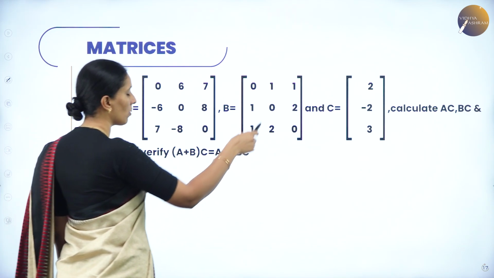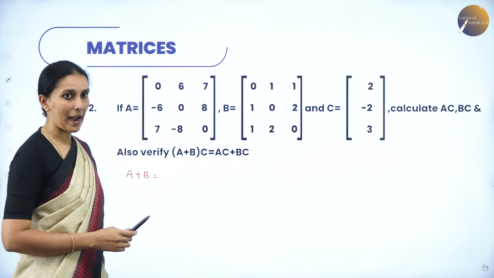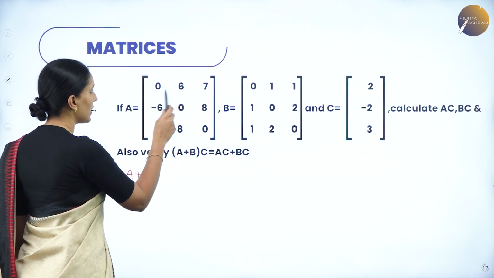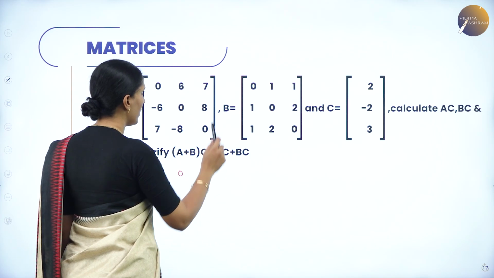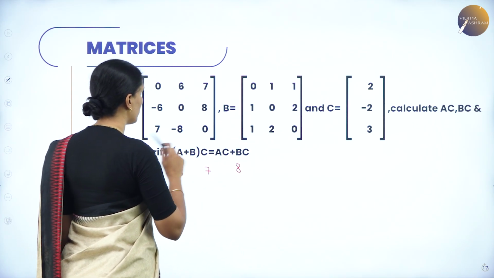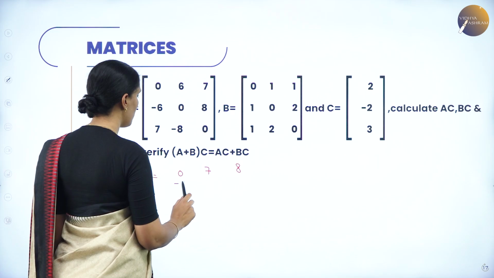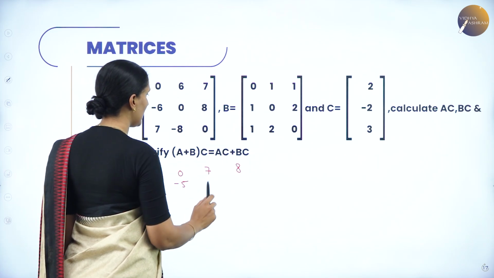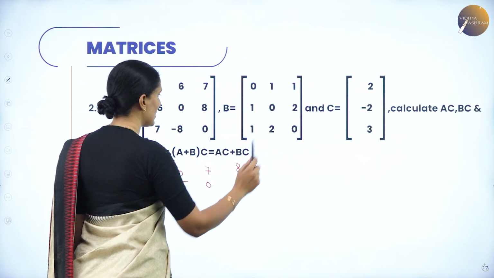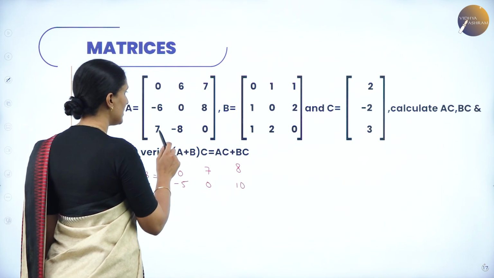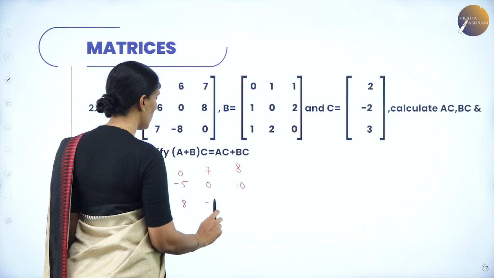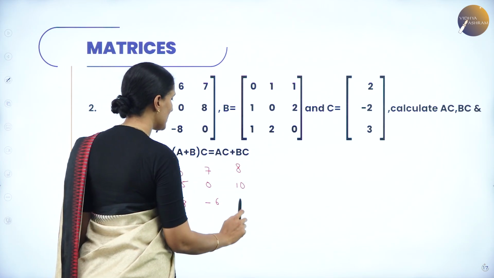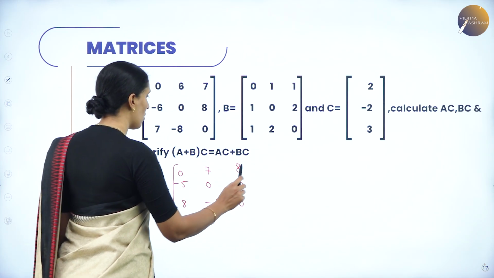So, this is also 3 cross 3, 3 cross 3, we can add them. So, here we have 0 plus 0, 0, 6 plus 1, 7, 7 plus 1, 8, minus 6 plus 1, minus 5, 0 plus 0, 0, 8 plus 2, 10, 7 plus 1, 8, minus 8 plus 2, minus 6, 0 plus 0, 0. So, we got this one.